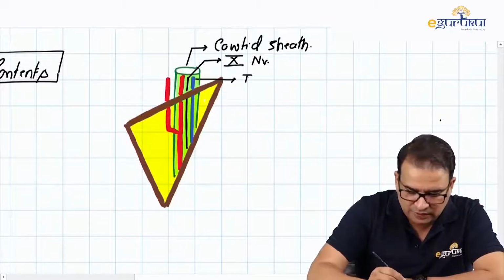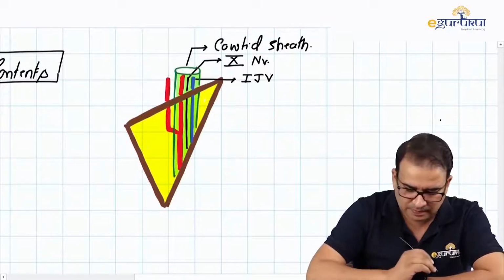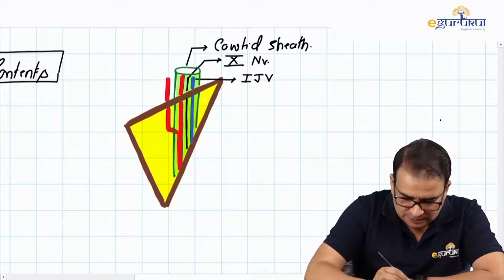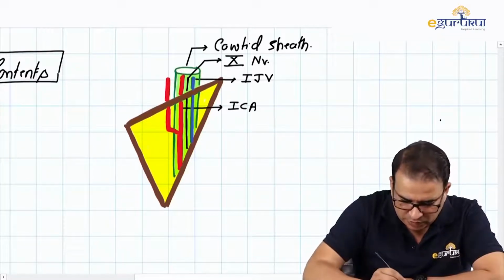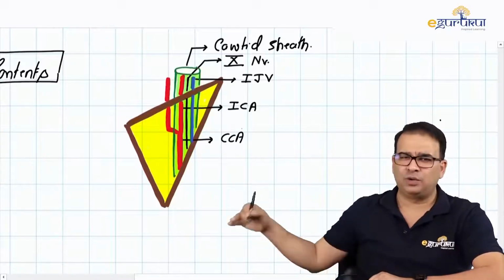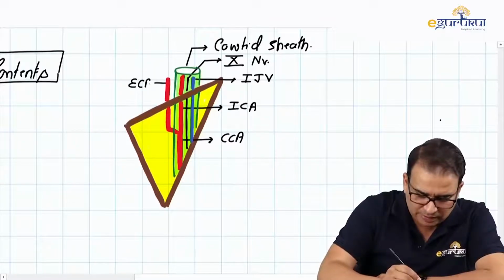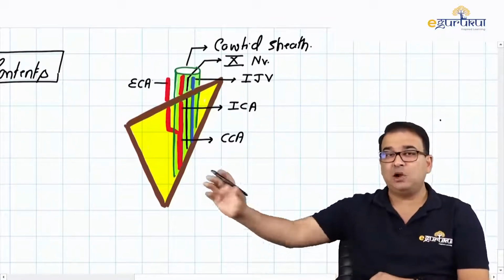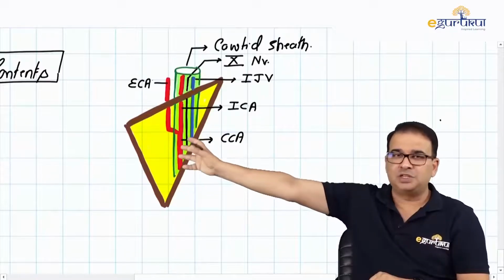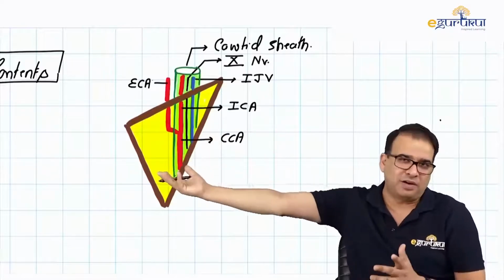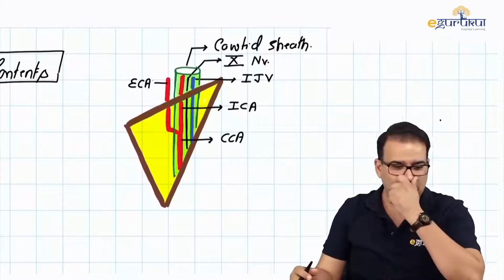This is the internal jugular vein. This specifically is the internal carotid artery, and the one below here is the common carotid artery, and obviously the carotid body and carotid sinus will be there inside. And this here is the external carotid artery. Now, the external carotid artery may not be a content of the carotid sheath, but yes, it is a content of the carotid triangle. Of course, it is there in the carotid triangle.